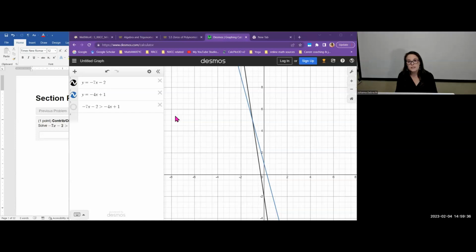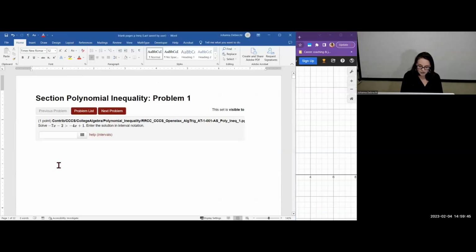Now let's go through and solve this algebraically, and then we'll come back to Desmos, and I'll show you what it looks like when you graph the inequality. Coming over here, the first thing we want to do, of course, is rewrite the problem. Make sure to have everything there. So we have negative 7x minus 2 greater than negative 4x plus 1.